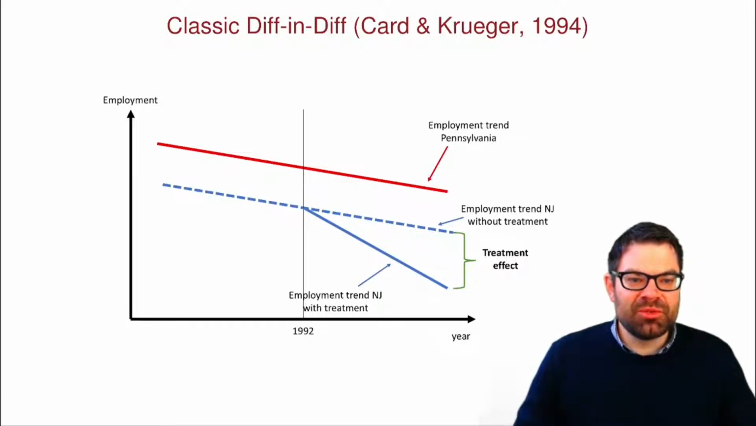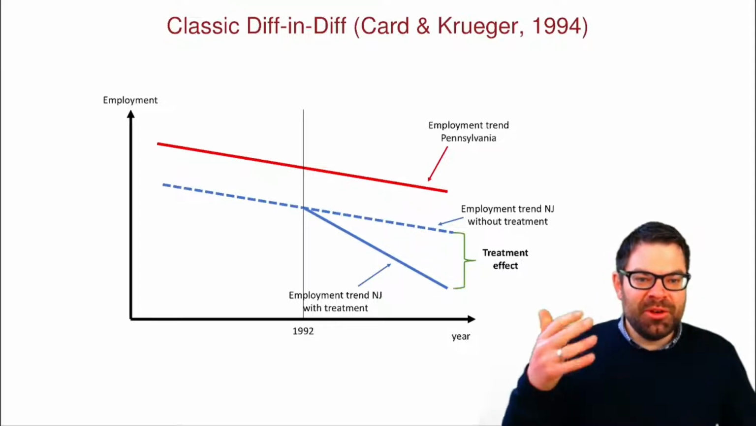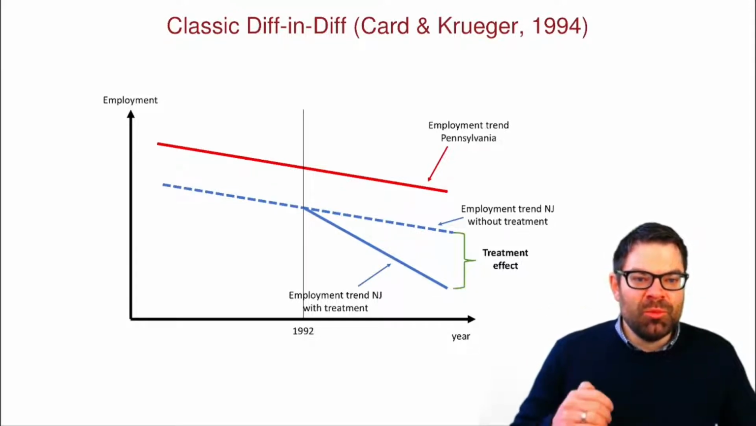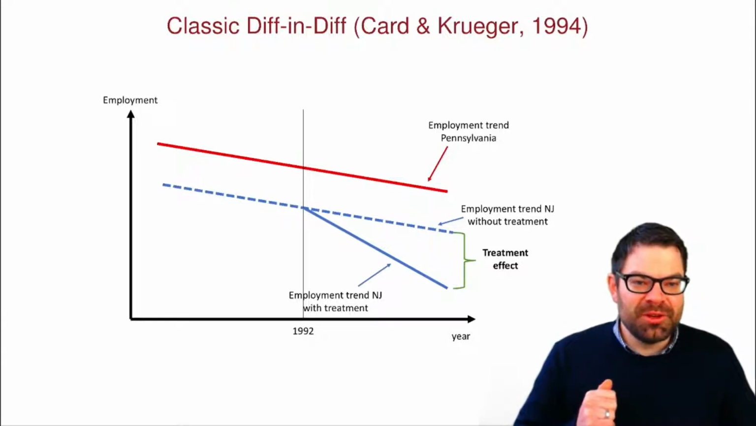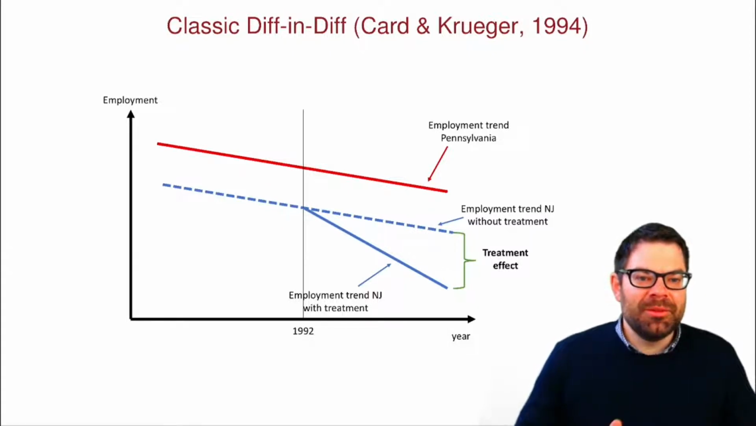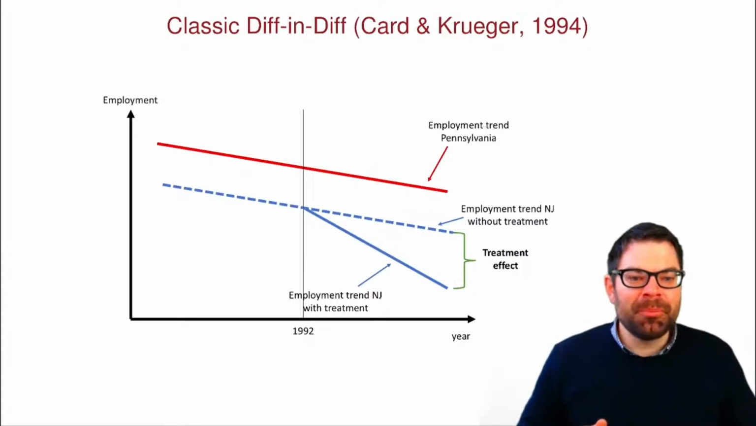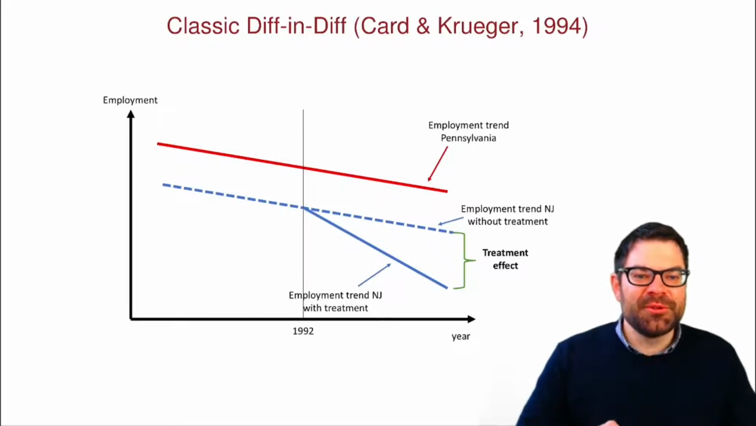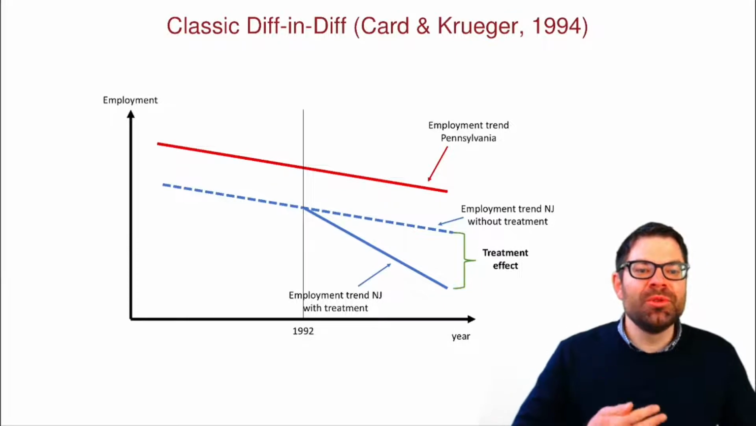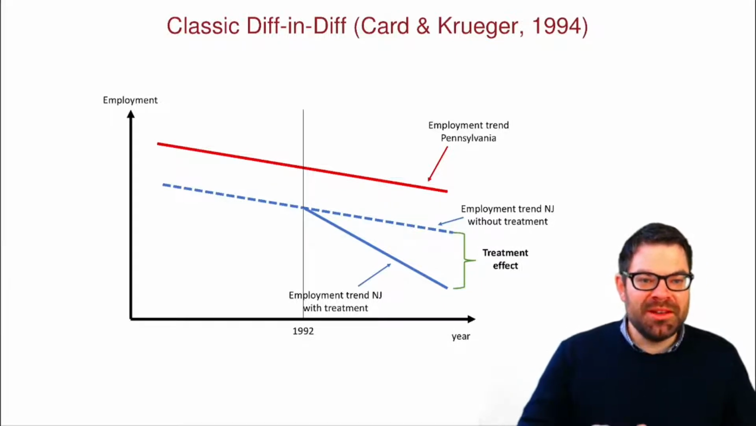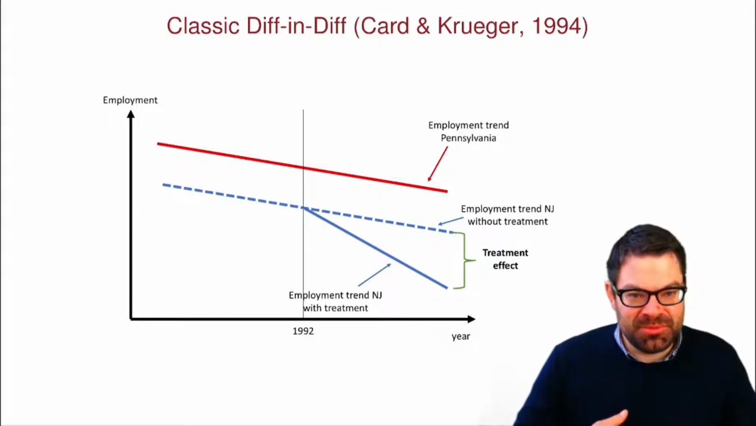What diff in diff gives us is a control group, and the idea here is that the outcome of the control group moves in the same way as it would have been in the treatment group had it not been for the treatment. And if it moves the same way as the treatment group would in absence of the treatment, then the control group provides a suitable counterfactual for the trend in the outcome in absence of the treatment.